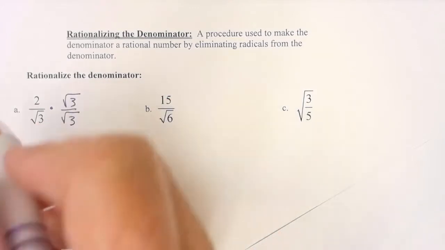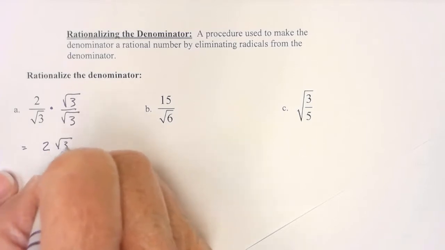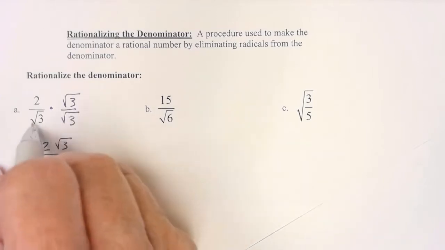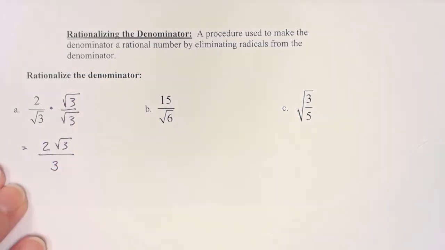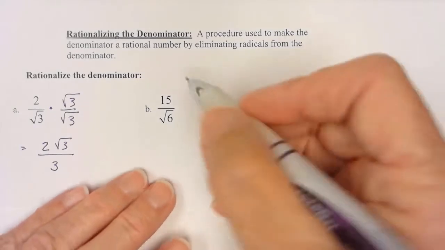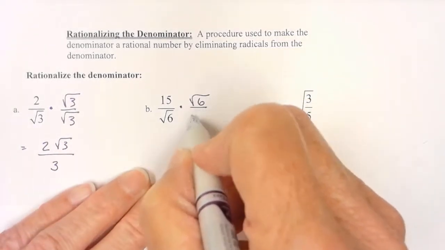That's equal to 1. So I'd have 2 square root of 3 for the numerator. Square root of 3 times square root of 3 will give me 3. That has been rationalized. Oh, that's not too bad. Let's try this next one. I'm going to multiply top and bottom by square root of 6.